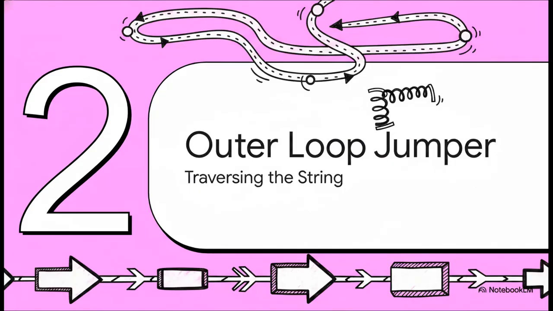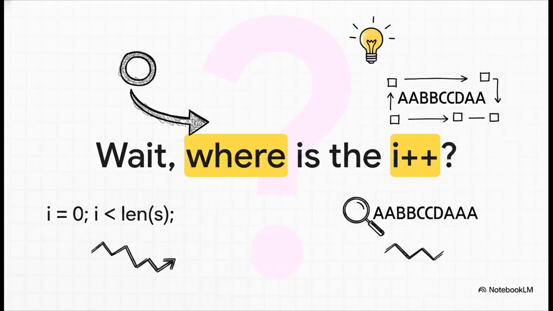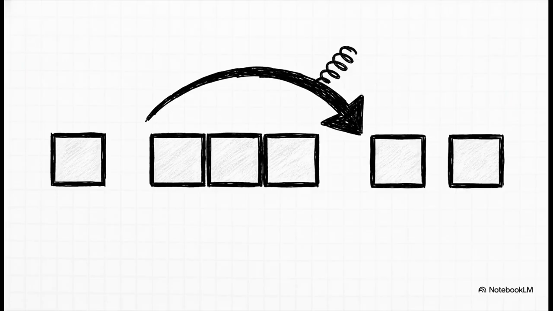Moving on to section 2, the outer loop jumper. Now, look closely at the initialization of that outer loop. It starts with i equals 0, i is less than the length of s. Notice anything weird? What's really interesting here is what's completely missing. If you're a developer, your brain is probably hardwired to expect an i++ right at the end of that statement. We are just so used to seeing loops step through an array or a string one single index at a time. This missing increment totally subverts our expectations and sets up a fun little mystery right at the top of the function.